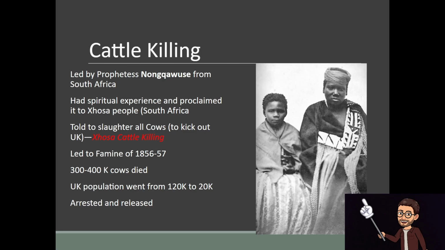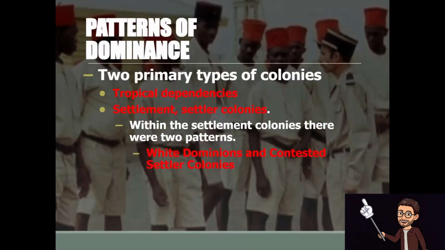Somewhere in the neighborhood of 300 to 400,000 cows were killed in this great killing. And it does drop the population from 120,000 people to 20,000 British people. It does work, but it doesn't completely remove the British from the area. Now, she is arrested but released because she didn't break any laws, technically. But this is known as the Xhosa cattle killings.